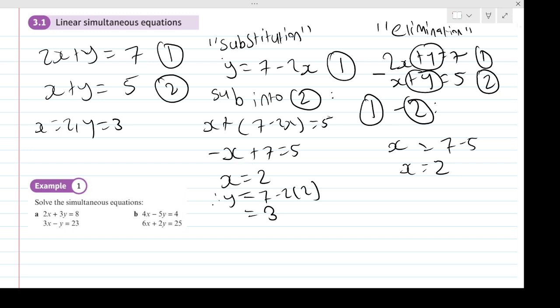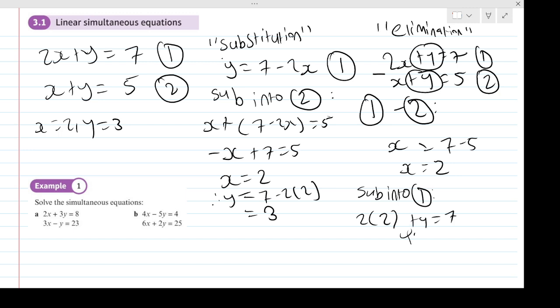But once we found x is 2, you can just substitute it into either equation. Once you've found one variable, right? So when x is 2, I'm going to substitute it into equation 1. So I'm going to say sub into 1. Then I found this x value, so 2 lots of 2 plus y is equal to 7.